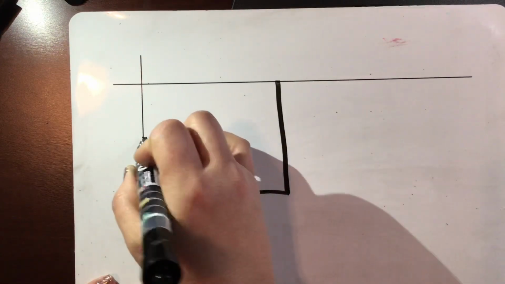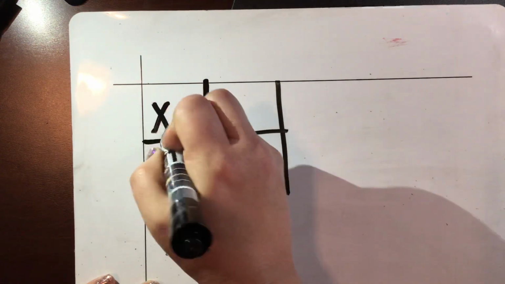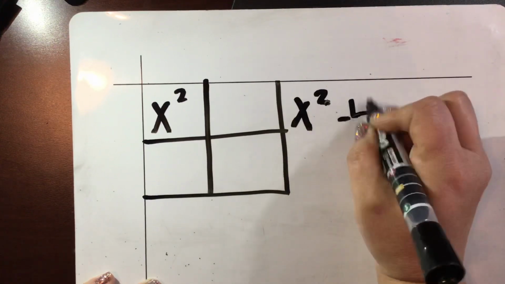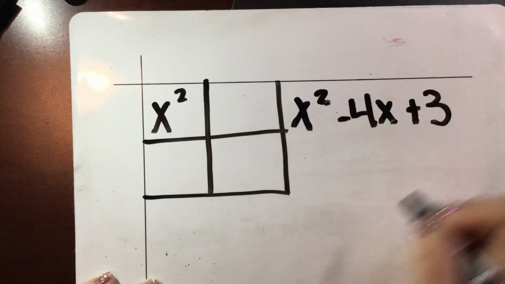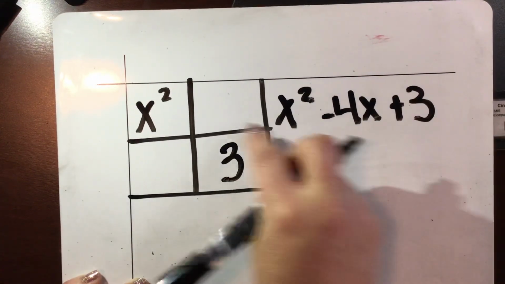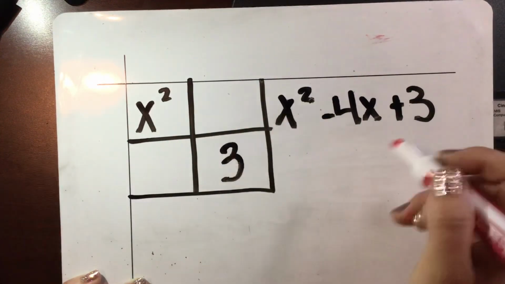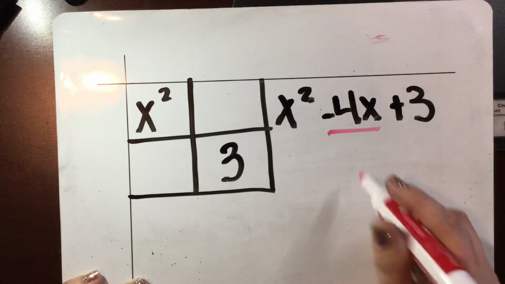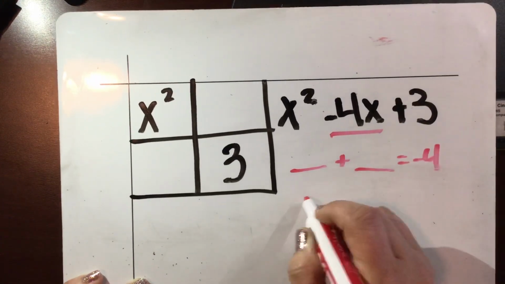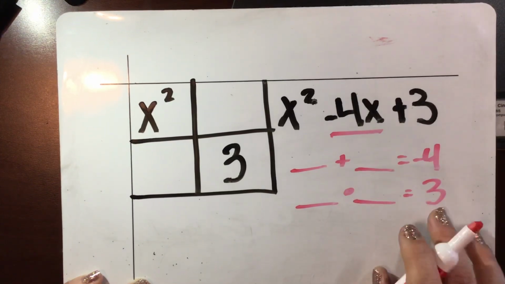I'm going to draw my area model. And I'm going to use x squared, I should write the full thing over here, x squared minus 4x plus 3. So that positive 3 goes here, my x squared goes here, first term in the first box, last term in the last box, and then I'm going to look for the values that satisfy my negative 4. So when I add them together, something plus something equals negative 4, and those same two terms multiplied will be positive 3. I like to start with the multiplication first.